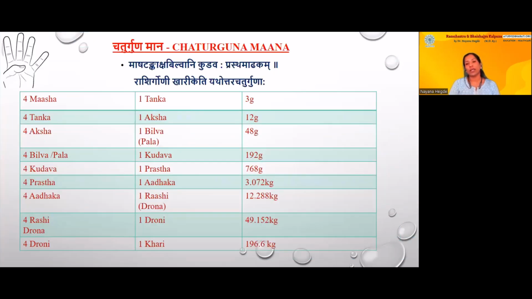So next is Chaturguna Mana. The same Pautava Mana which we have studied is given in a simple form in one shloka, where each one is multiplied by 4 times and leads to the next. That is called Chaturguna Mana. The shloka is: Masha Tanka Masha Tankaksha Bilwani Pudavaha Prastamadakam Rashihi Gonihi Kariketi Yata Uttara Chaturgunaha. This is also important for the post graduation entrance examination. So here is what they are telling in the shloka.